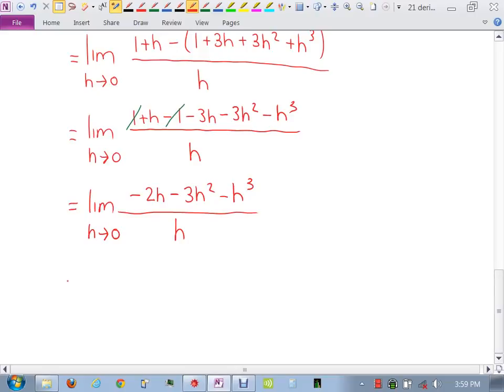Pull the h out now. You can do negative or positive. It's up to you. It doesn't matter. You'll still get the same result.